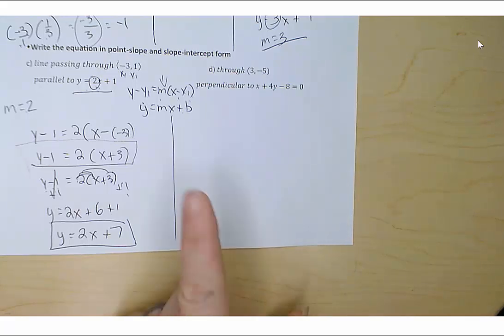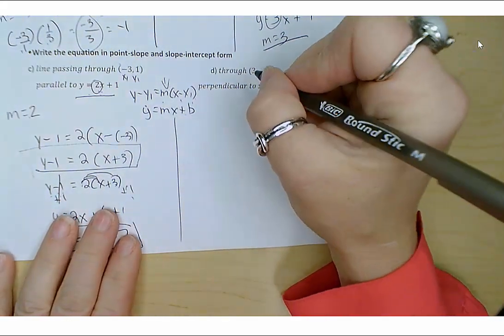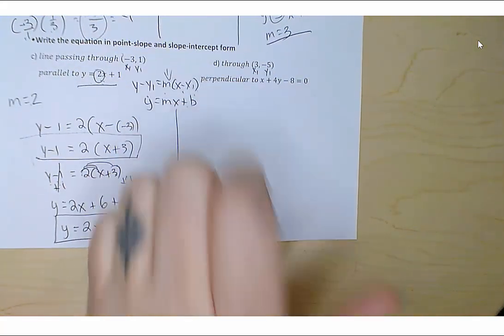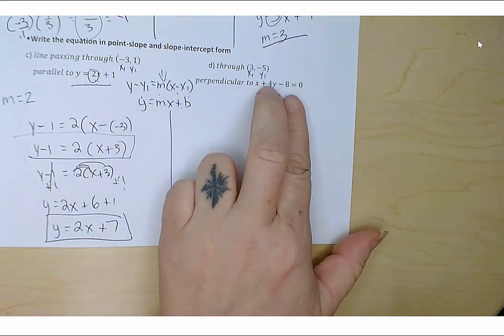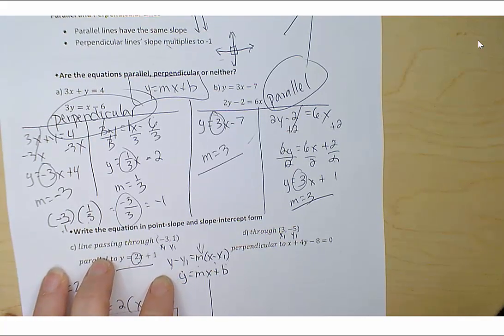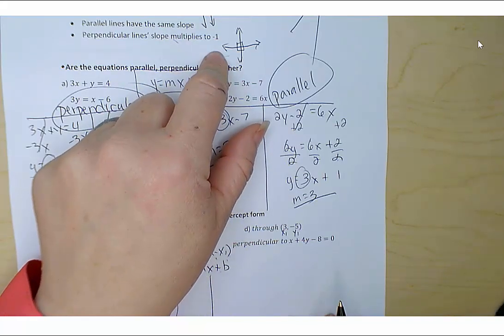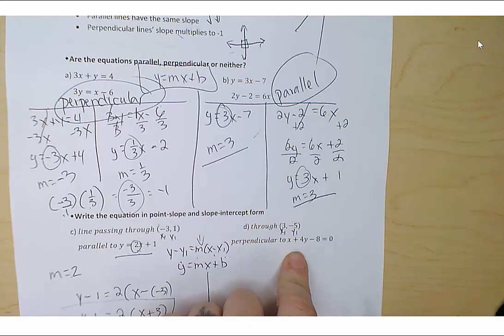Let's do the same exact thing here for example D though. We are told that our line is going to go through the point 3, -5. So I'm going to automatically label that my x1, y1. We do know this point is on our line. And we're being told that our line is perpendicular to this one. So going back up to the perpendicular definition, perpendicular lines have slopes that multiply to -1. And we need to figure out how do we use that in order to figure out the slope that we need to use here, okay?